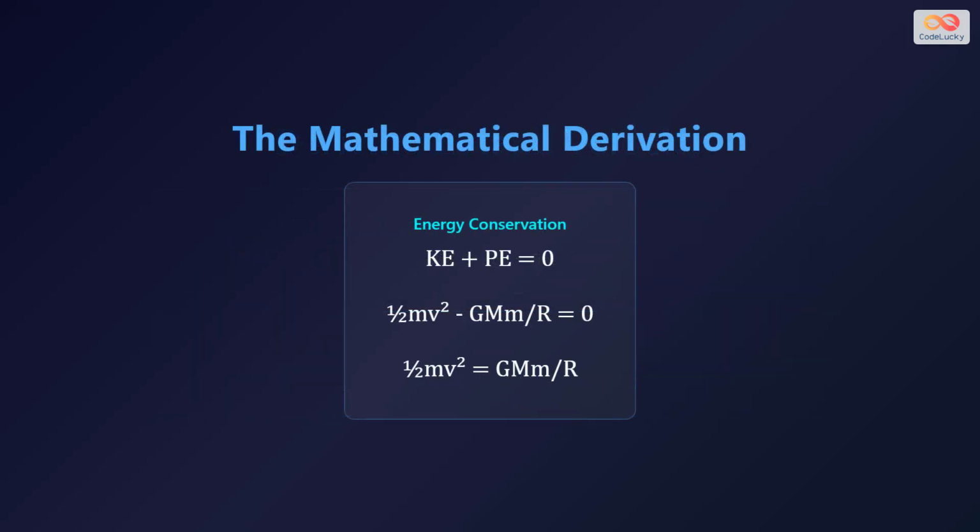Let's look at the mathematical steps. We start with energy conservation. Kinetic energy plus potential energy equals zero. This gives us 1/2 mv² minus GMm/r equals zero. Rearranging this equation, we get 1/2 mv² equals GMm/r. Notice that the mass of the object, m, appears on both sides and will cancel out in the next step.